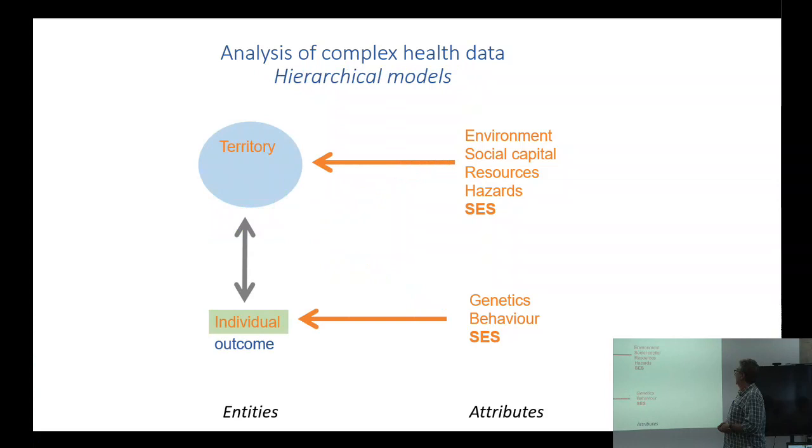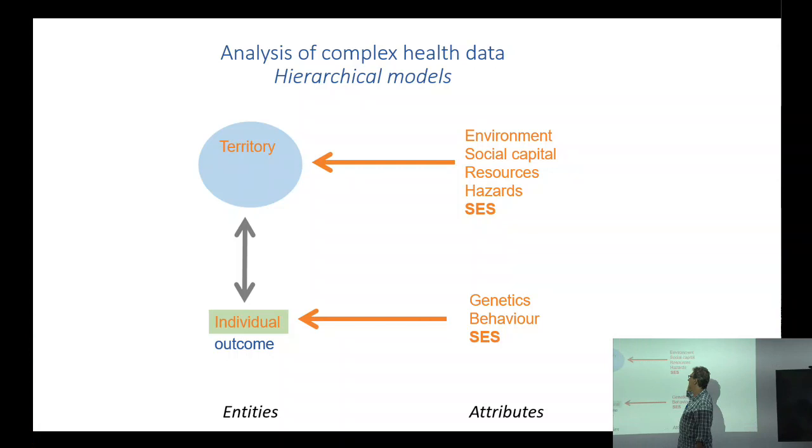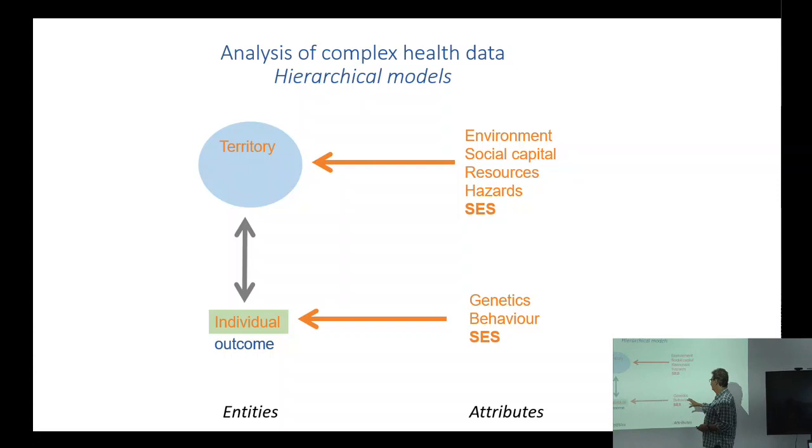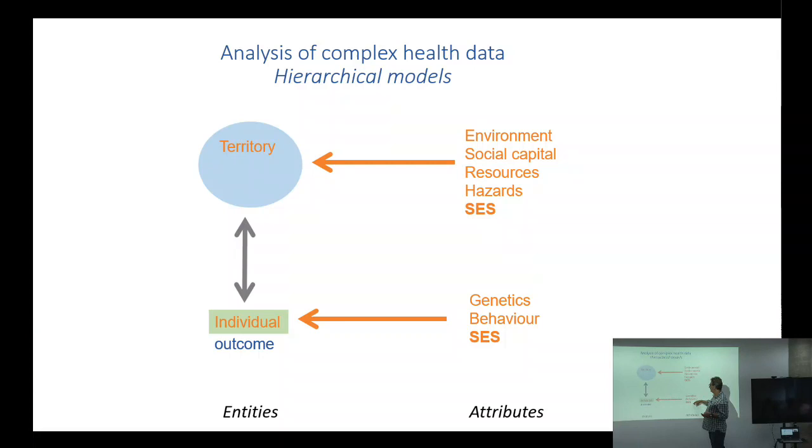So, what can we do with this very, very old debate in epidemiology? We have some factors which influence or comprise the territory, and some variables that are attributes of people, individuals: genetics, behavior and socioeconomic. Environment, resources and hazard belong to attributes of the territory, and curiously, socioeconomic status is an attribute of both territory and individual, but can be different. You can be a poor person in a rich area or vice versa.